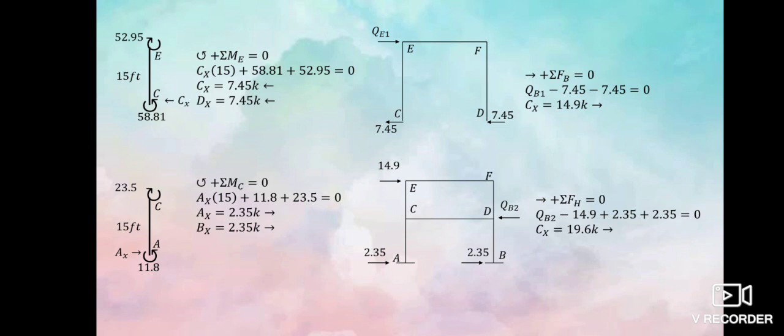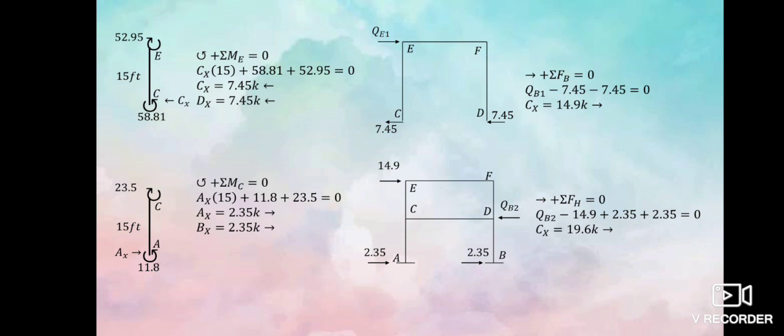Now, look at the lower left part. We have all moments acting counterclockwise is positive. For the summation of moment C is equal to 0, Ax times 15, it is the length, plus 11.8, it is the value of the A, and positive 23.5 plus 23.5 equal to 0. Thus, Ax is equal to 2.35 K going to the right. And thus, Ax is equal to Bx. They would still get the same results.